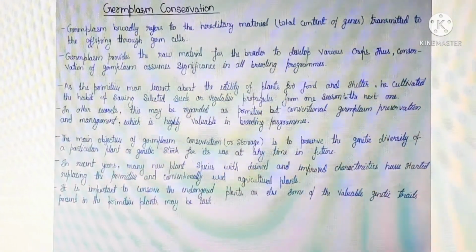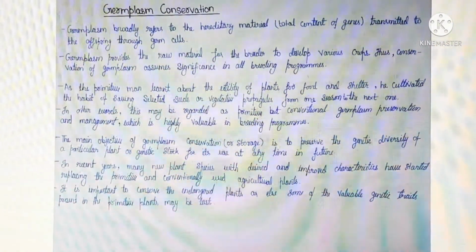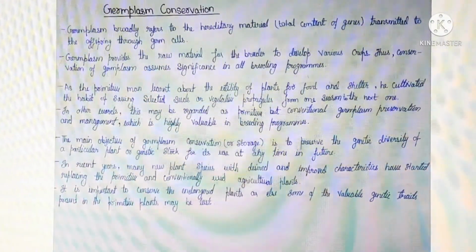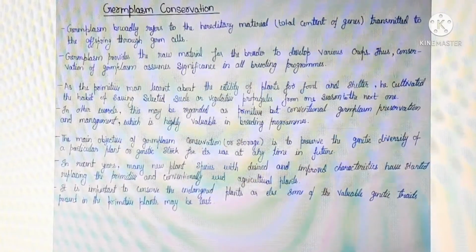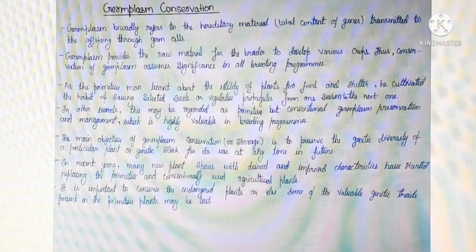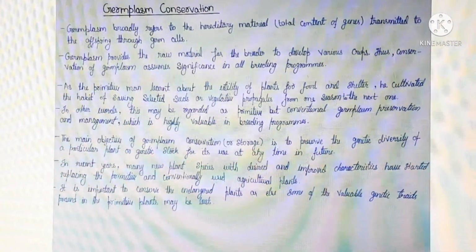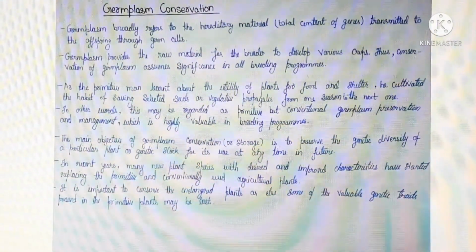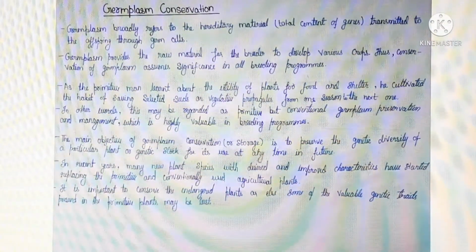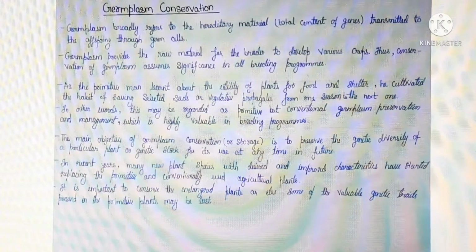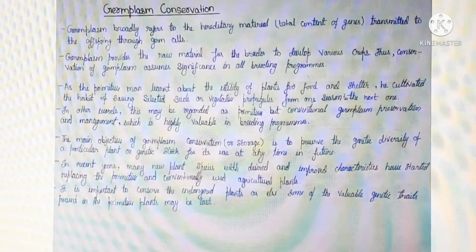Now our main topic is: what is germplasm conservation? Germplasm conservation is the most successful method to conserve the genetic traits of endangered and commercially valuable species. And germplasm is a live information source for all the genes present in the respective plant, which can be conserved for long periods and regenerated whenever it is required in the future.